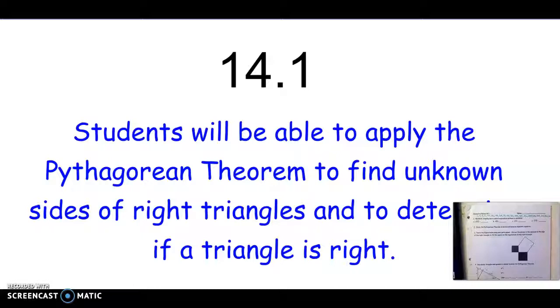All right, we're starting topic 14. In this block, we're going to be applying the Pythagorean theorem and using it to find unknown sides of right triangles and also to determine whether or not a triangle is a right triangle.